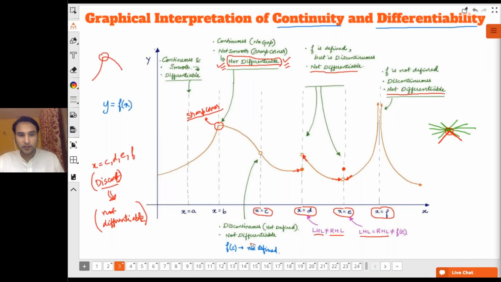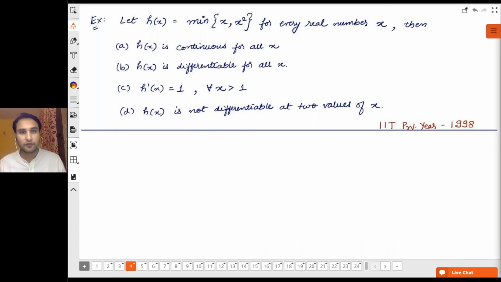Now let's build ahead. Now let's try to solve some IIT JEE problems today. Look at this problem. This problem came in IIT in 1998, and after that such concepts have repeated multiple times. Before I get into this question, I want to explain something very, very important that will help you solve the problem. So basically, it is a very interesting definition of a function. It says the function is the minimum of x or x square for every real number x.